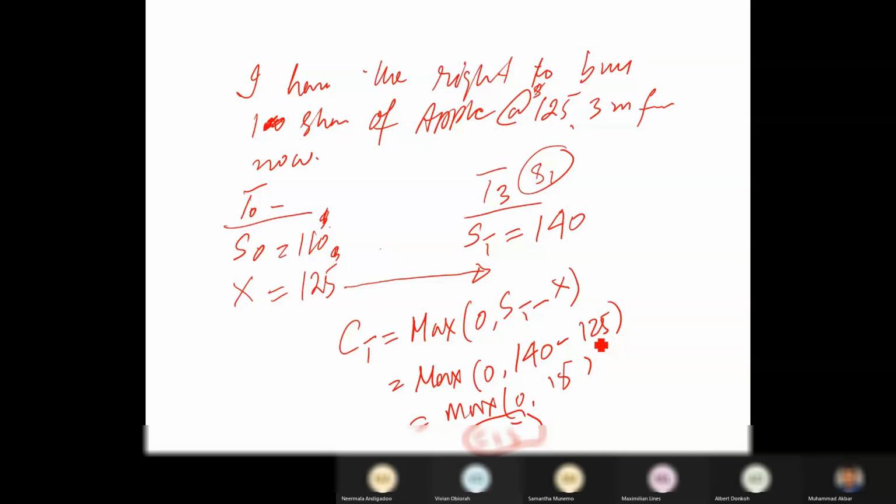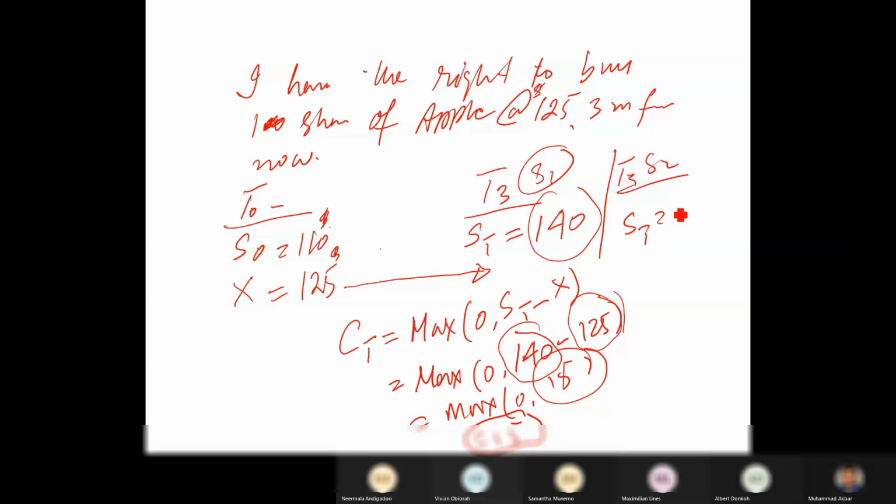I have the right to buy Apple's share for 125 3 months later. 3 months later, Apple's share price has gone up to 140. So I will exercise my right because I can purchase it for 125 while in the market it is selling for 140. If I purchase it at 125, I can sell it for 140 and make a gain of 15. So it is in the money and I will exercise my right. If 3 months later, let's suppose the price is 120, will I exercise my right?